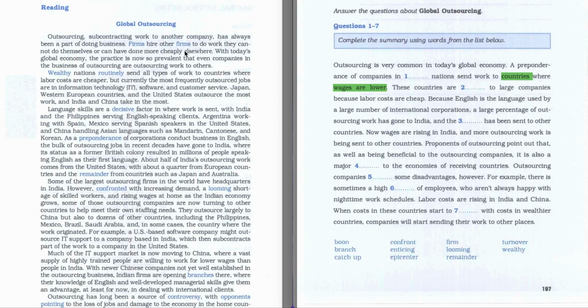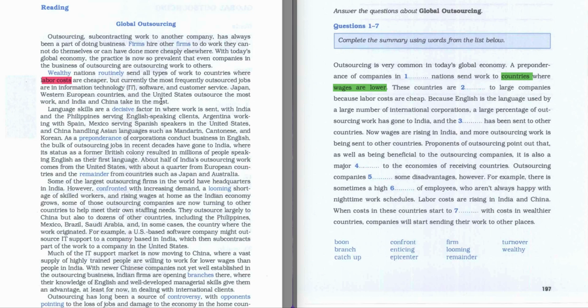So let's scan the text and let's try to find any information about wages. Synonym is salary. And we quickly scan the text and try to find the information here. So here in the first paragraph, there is no information about salary, wages, like about money, nothing else. And then we go further to the second paragraph, where they were saying some about labor cost. And they were mentioning here about the money. So let's highlight this word and let's read this sentence. Wealthy nations routinely send all types of work to countries where labor costs are cheaper, but currently the most frequently outsourced jobs are in information technology, IT, software, and customer service.